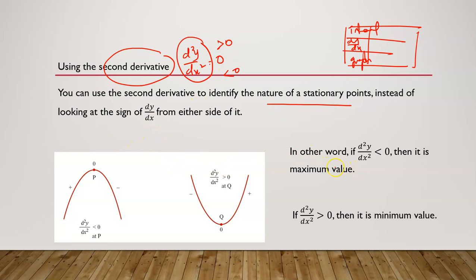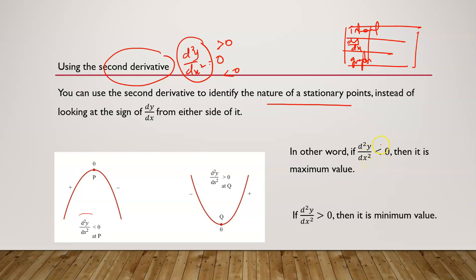Okay, so we can say that, if you look at the first figure here, positive, 0 and negative maksudnya it is a maximum point. Maximum point when your second derivative is less than 0. If your second derivative is greater than 0, then maksudnya it is a minimum value. Okay, kena hafal ni ya. Maximum if d square y dx square less than 0.